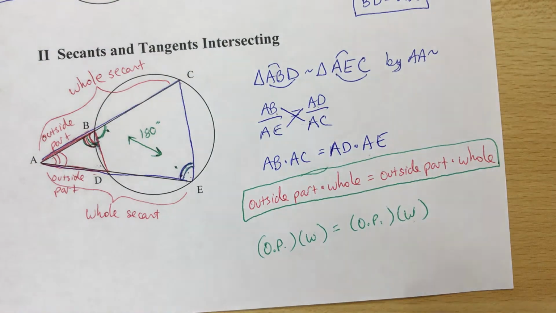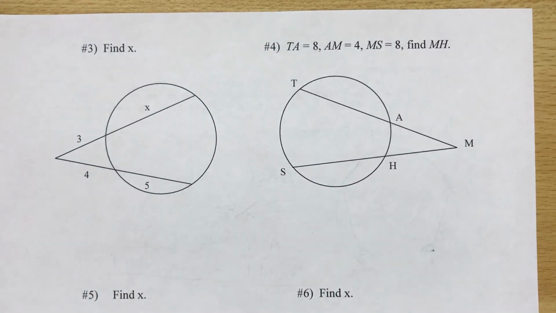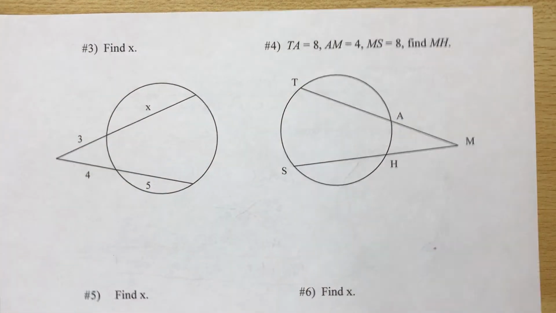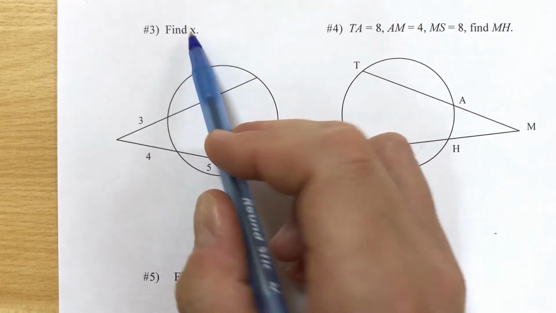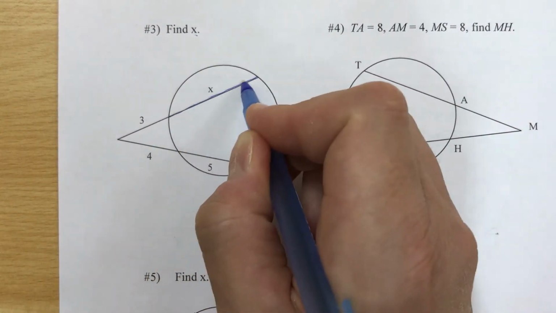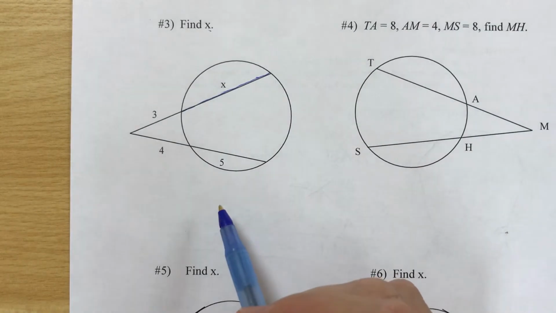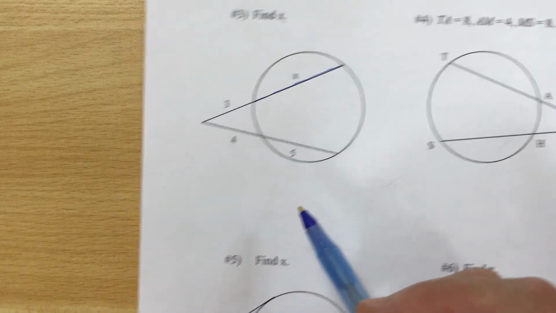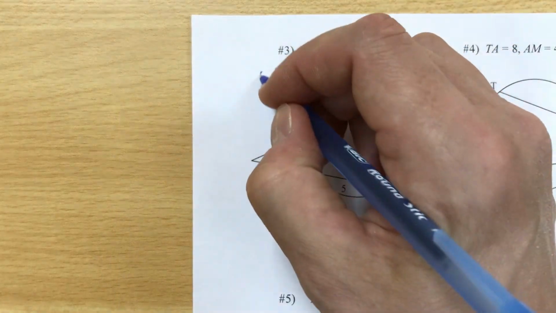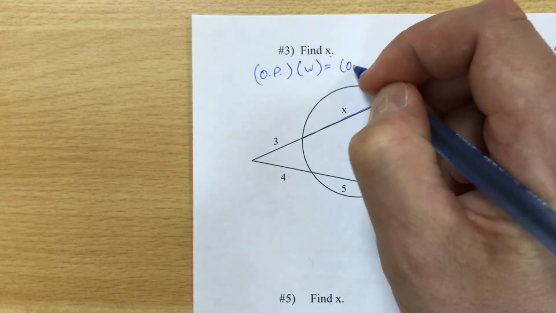Okay, so as an example, let's go ahead and flip it over. And we'll start here with number three. And it says find X. Okay, so X is the chord, it's the inside part of this secant. The inside part is not going to be used. The formula is the outside part times the whole, I'll abbreviate, equals the outside part times the whole.